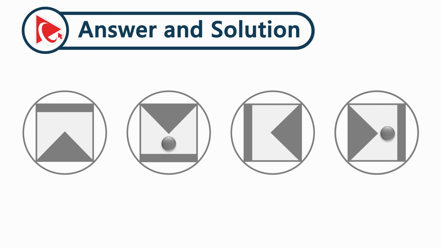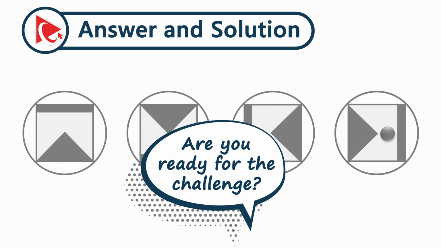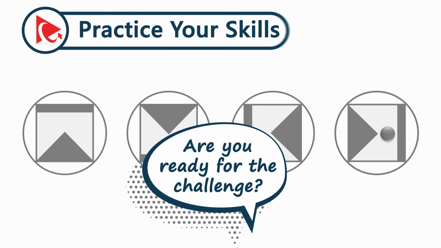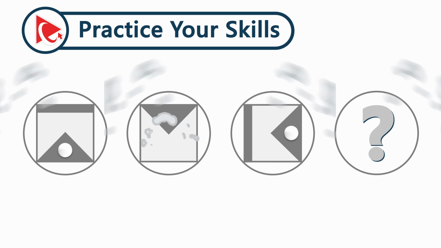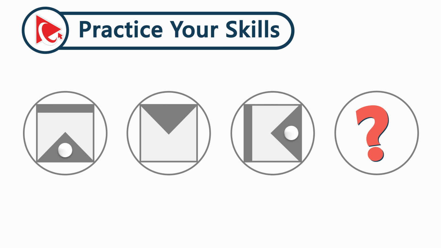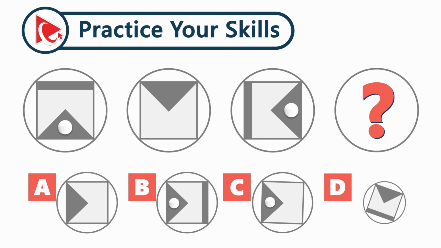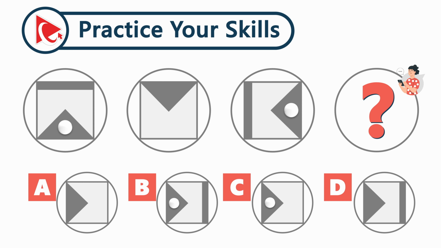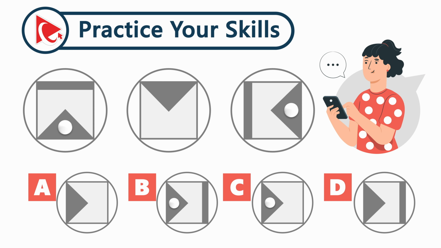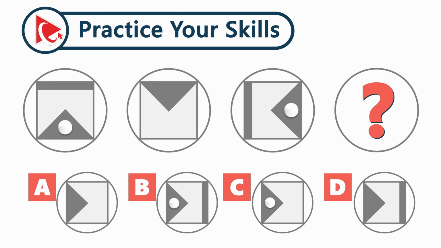But wait, there is more. Are you ready for your own challenge? Try this question to see how you would do. You're presented with the series of shapes. 3 shapes are present and the 4th shape is missing. You need to detect the pattern and calculate the missing shape out of 4 possible choices, A, B, C, and D. Once you've determined your answer, share it in comments and I'll give you some feedback. Good luck with this fun challenge.